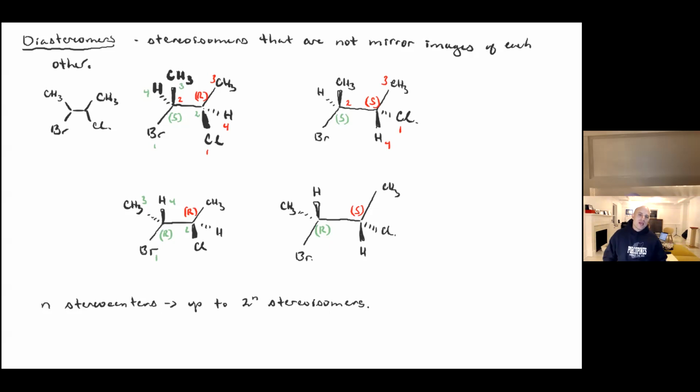Okay, and it's important to remember that the enantiomer of R is S and vice versa. And so if I have a molecule that has 2 stereocenters and they're both of the R configuration, the enantiomer of that molecule is going to be the SS stereoisomer. And so in other words, these 2 molecules are enantiomers.